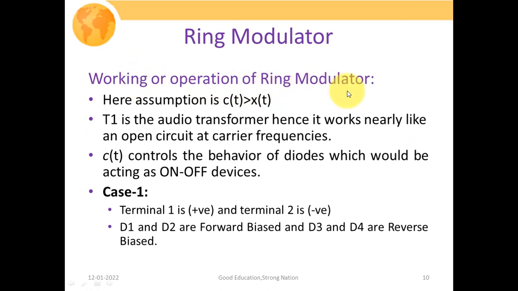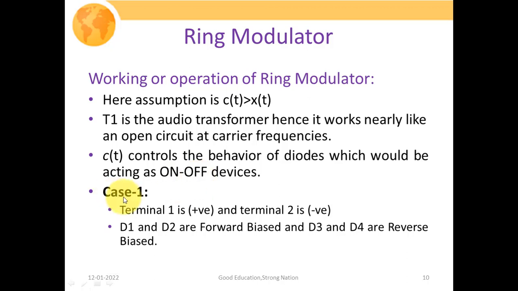So, the working operation of the ring modulator. The assumption we had already made is that your carrier signal amplitude is much greater than your message signal amplitude, that is, your xt. T1 is the audio transformer, hence it will work nearly like an open circuit at the carrier frequencies, or you could say it will only function at lower frequencies. So CT controls the behavior of the diodes, which act as on and off devices. Here we are assuming that we are using ideal diodes.